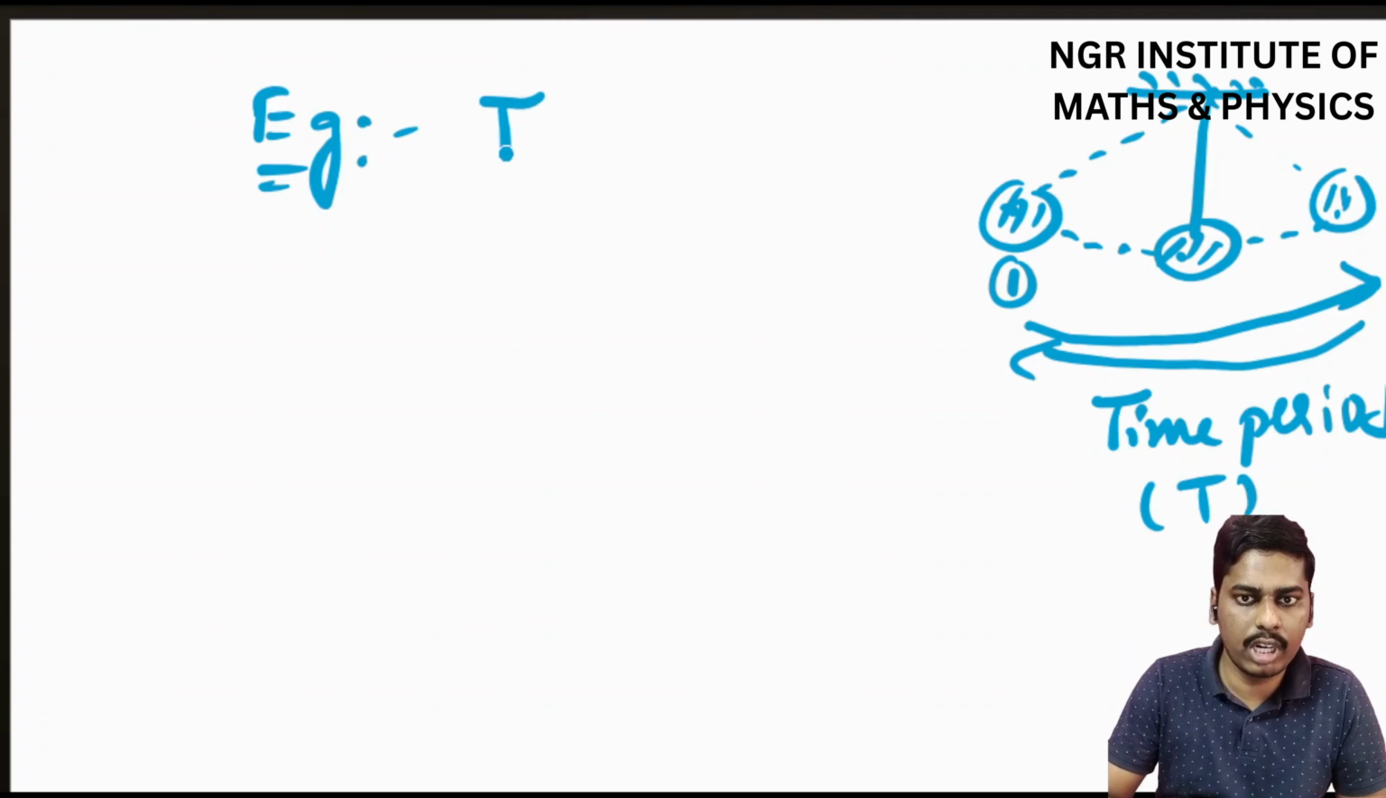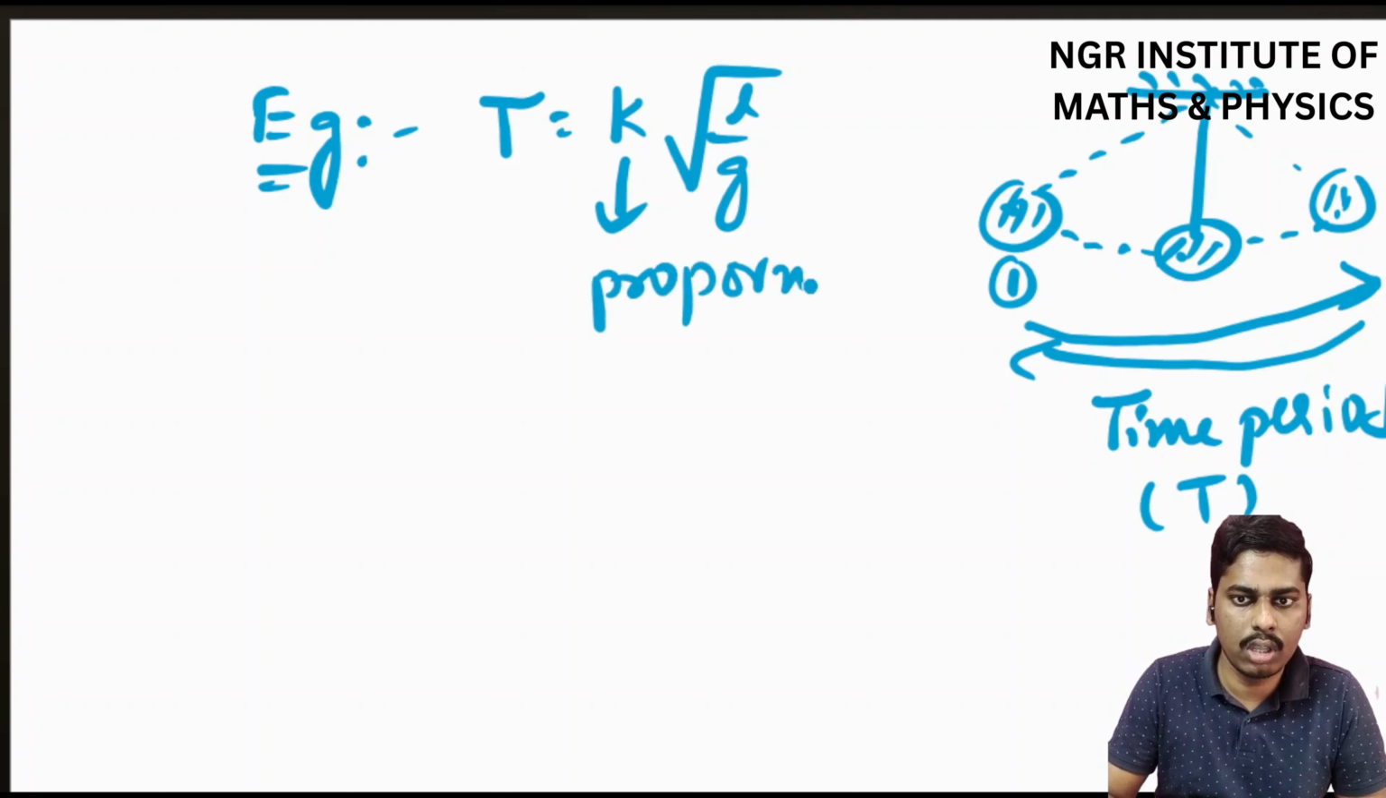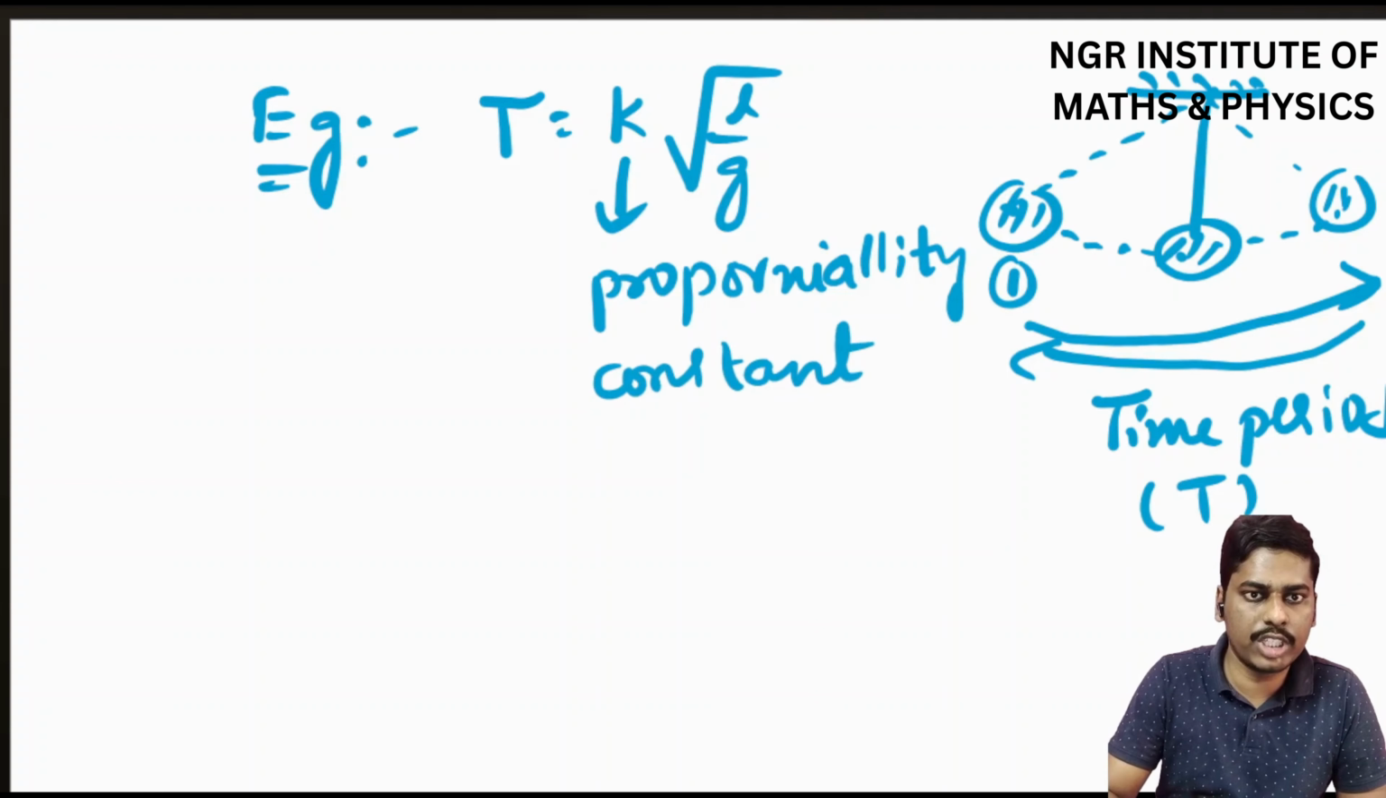Okay. Time period T equal to K into under root of L by g. But we need to find the K value. What is the K value? K is proportionality constant. Okay, let me change to another color, indigo color. K is proportionality constant. In order to calculate the proportionality constant, we do experiments.